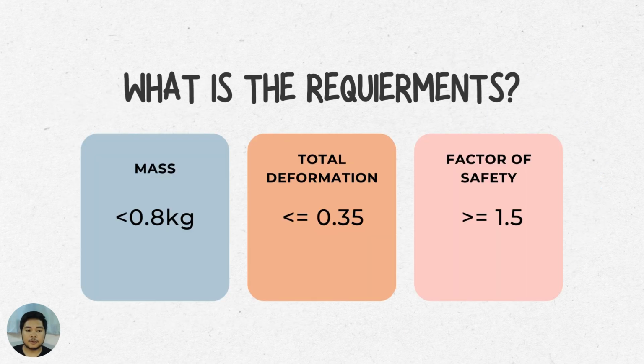The requirement of the engine bracket is as shown on the slide. The mass must be below 0.8 kilogram. The total deformation can be the same or below 0.35, and the factor of safety can be the same or above 1.5.